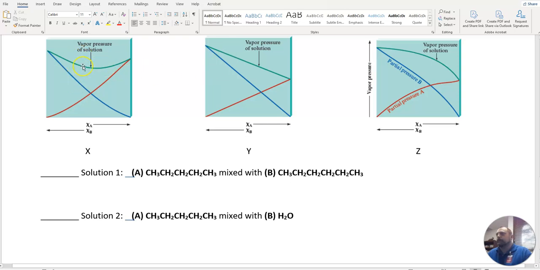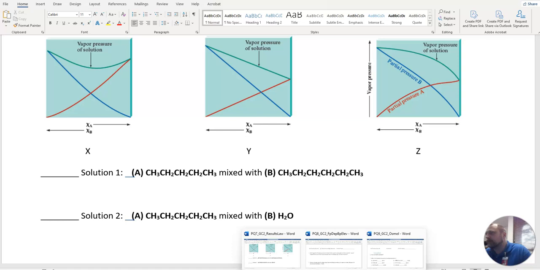So be careful. The strong stuff means that this curves up, weak means it curves down. Nope, other way around. Strong means it curves down, weak means it curves up. And so when it's weak, the vapor pressure is higher than the ideal.